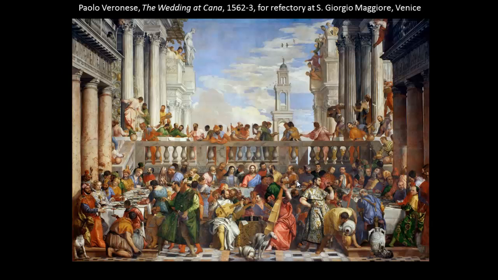Another work on a similarly monumental scale and also for a monastic refectory is this painting called The Wedding at Cana, which he did between 1562 and 1563 for the refectory at San Giorgio Maggiore in Venice. This is one of Veronese's most famous paintings, and now it's found in the Louvre because when Napoleon invaded Venice, this was very high on his list to take back to the Louvre, and it has never been able to be returned. And one thing I read once is that it got damaged somehow, and so now they fear transporting it would just really ruin the painting.